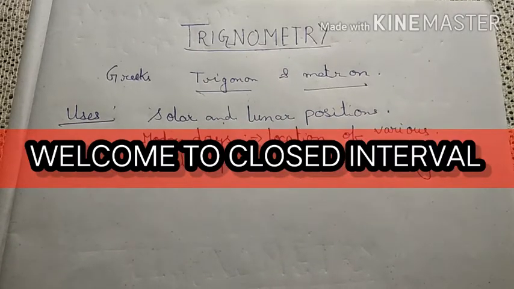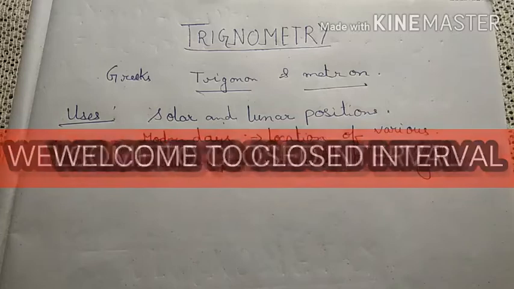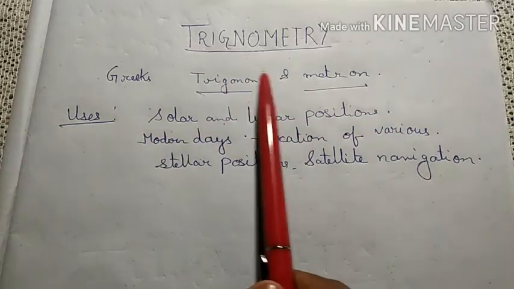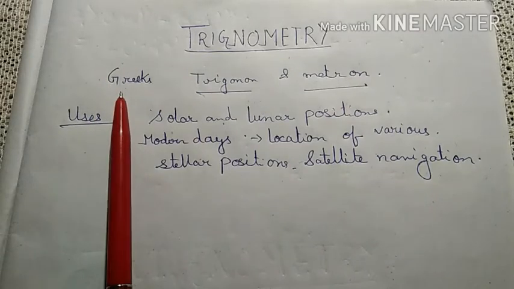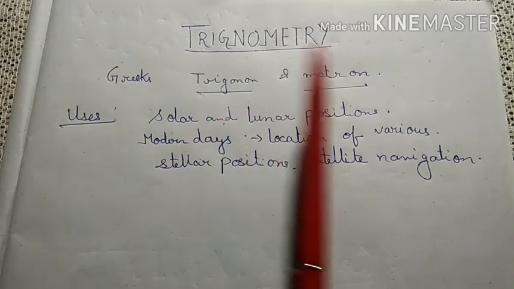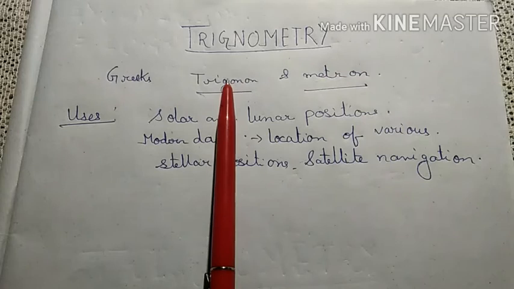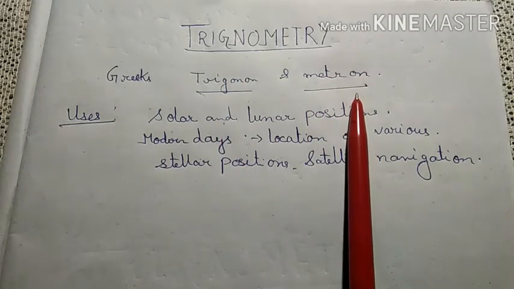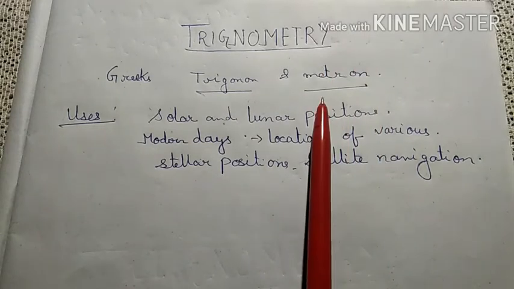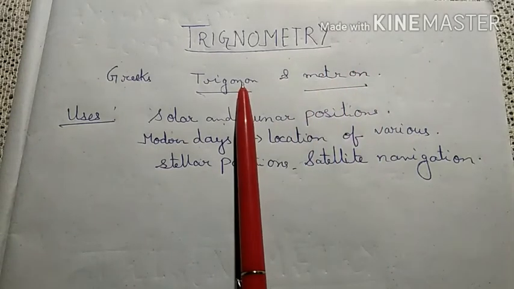Hi friends, the topic today we would be dealing with is trigonometry. So, first we begin with the origin of the term. It originated from Greek words trigonon and metron. Trigonon meaning triangles and metron meaning measurements. So, it's basically a measurement of triangles.